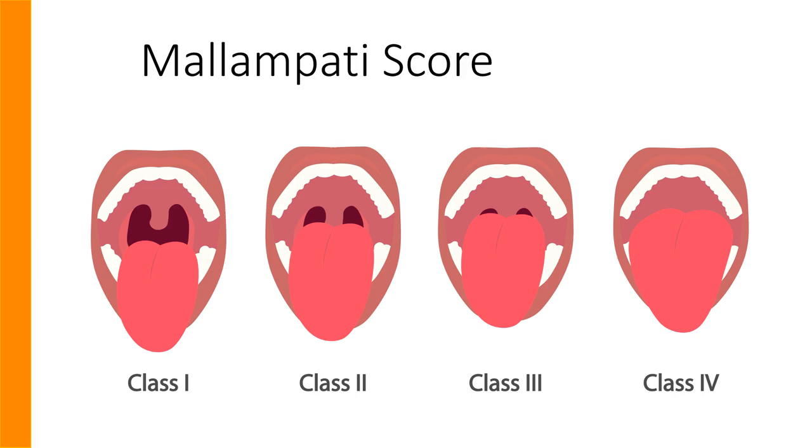And then in a grade 3 view, we can see the hard palate, but one can only see a portion of the soft palate. The tongue is obscuring the rest of the soft palate. And then in a grade 4 view, one cannot see the soft palate at all. One can only see a portion of the hard palate. And grade 3 and grade 4 views are associated with a more difficult laryngoscopy, a more difficult airway. So those are the anatomical characteristics that we look at during a clinical airway assessment.